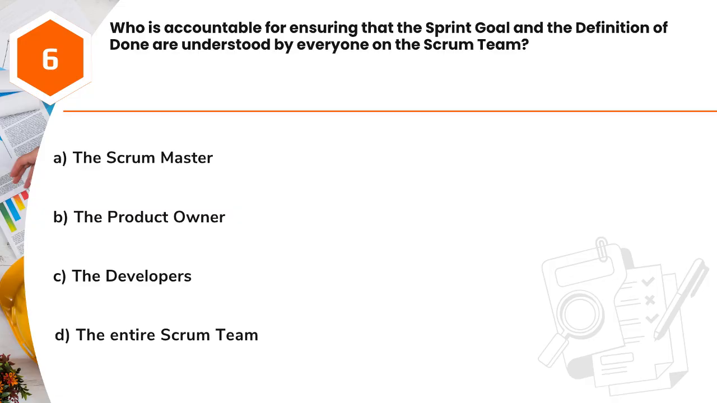Question 6. Who is accountable for ensuring that the sprint goal and the definition of done are understood by everyone on the Scrum team? A. The Scrum Master. B. The Product Owner. C. The developers. D. The entire Scrum team.